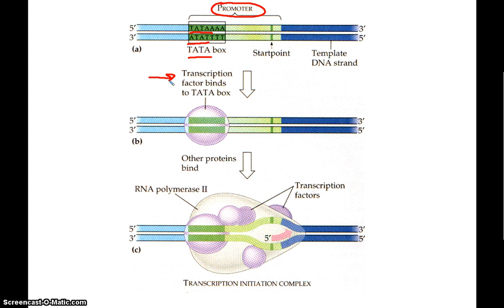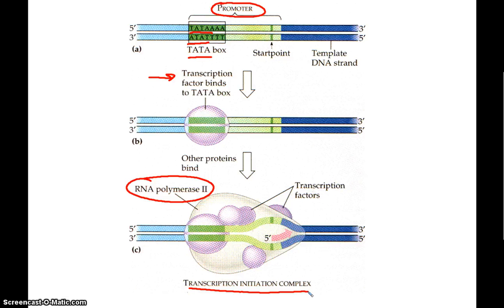And once the transcription factors bind, other proteins come in, and finally the important enzyme, RNA polymerase, comes in and forms what's called a transcription initiation complex. So it is this complex of polymerase and other proteins that's going to allow the DNA to be unzipped, mRNA to be copied, and then we're going to close the DNA back up.